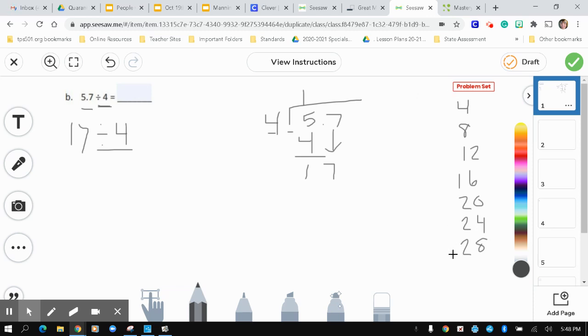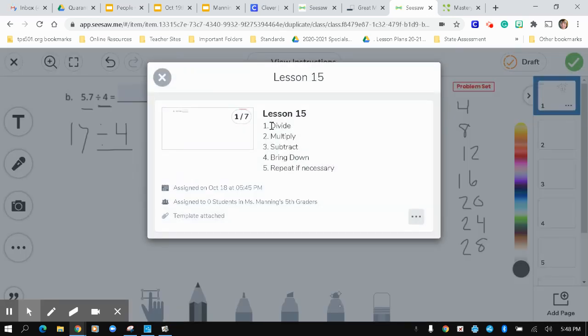So I'm going to go over to my list of multiples that I have over here, and I can get to 16, but the next one up is 20, which is too big. So 16 is the closest that I can get. How do I get that? 4 times 1, 4 times 2, 4 times 3, 4 times 4. So 17 divided by 4 is going to be 4, but we're going to have a remainder because we can't get to exactly 17. Remember, you can go up to view instructions to see our steps.